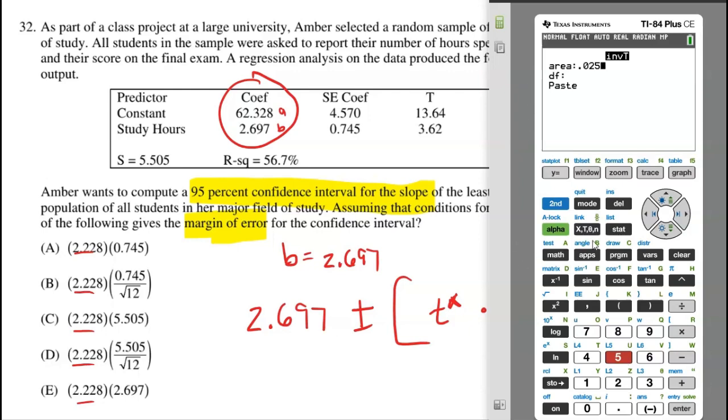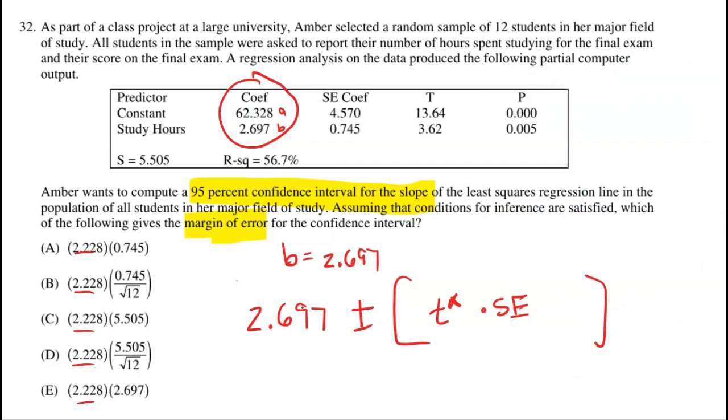Now, she said that she looked at 12 students, which means she has 10 degrees of freedom, because it's sample size minus 2 when it comes to the degrees of freedom for slope. And that's where we get the 2.228 from. Now, that's the same for all of them.